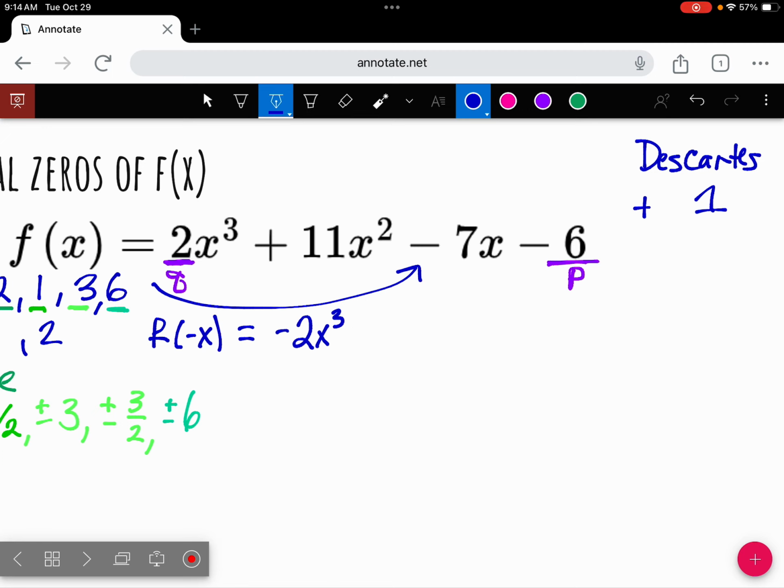My x squared, that sign will not change because it's a positive exponent. On my 7x, that sign will change because it's an odd exponent. And my minus 6 will stay constant. So how many negative roots could we have? 2 or 0.